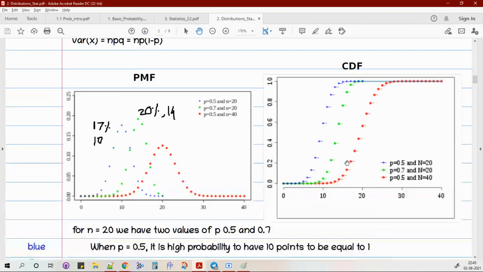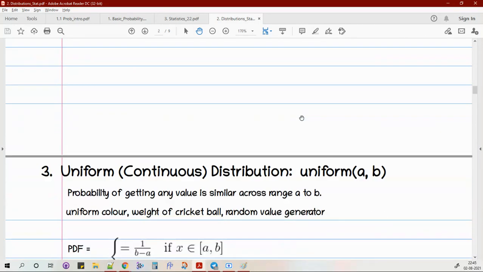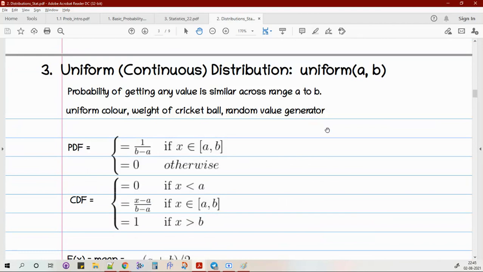Okay. And the CDF is looking something like an S curve. Whenever you have this bell kind of curve, you will mostly get the CDF, a beautiful-looking S like this. S curve. Right. Okay.